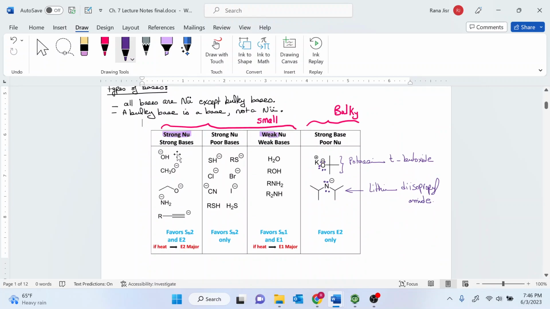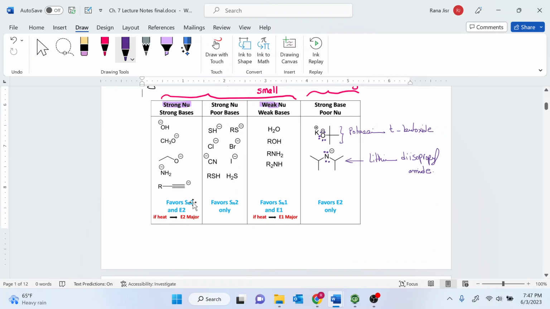We have those small bases in there, and the small bases are different types. They can be either strong or weak. The strong bases are listed and the weak bases are listed in there. Now we have in between poor bases, but these poor bases act as strong nucleophiles. This table comes in handy whenever you are working with reactions, because if you have a reagent that is a strong nucleophile, let's say OH, which is a strong nucleophile and a strong base, I know that the reaction is going to proceed by both SN2 and E2. Then E2 is going to be major.